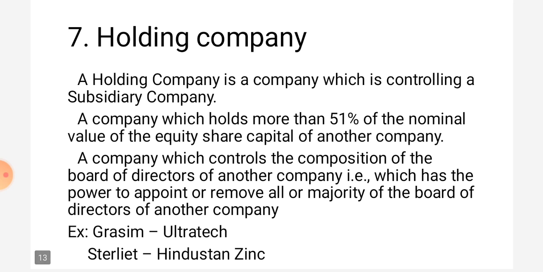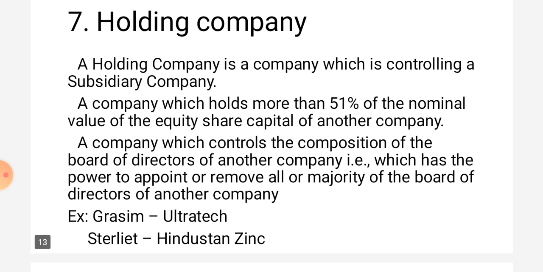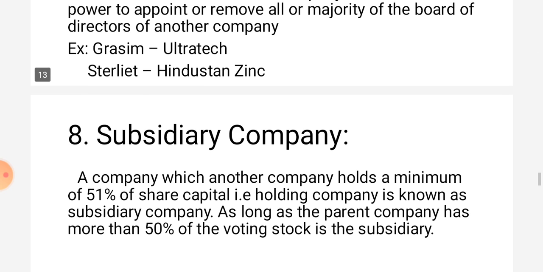And next is a holding company. A holding company is a company which is controlling a subsidiary company. Holding company is the main company which controls another company, that is called a subsidiary company. A company which holds more than 51% of the nominal value of the equity share capital of another company. A company which controls the composition of the board of directors of another company, that is, which has the power to appoint or remove all or a majority of the board of directors of another company. Examples are Grasim, Ultratech, Sterlite, Hindustan Zinc, and these are all holding companies.